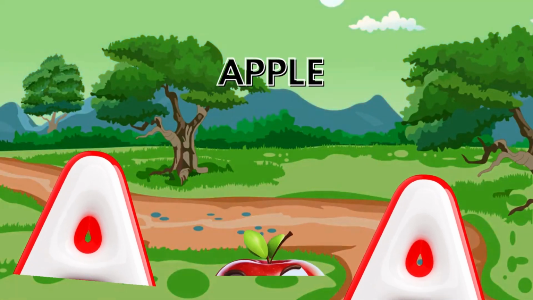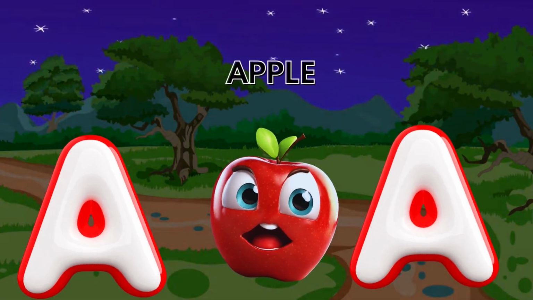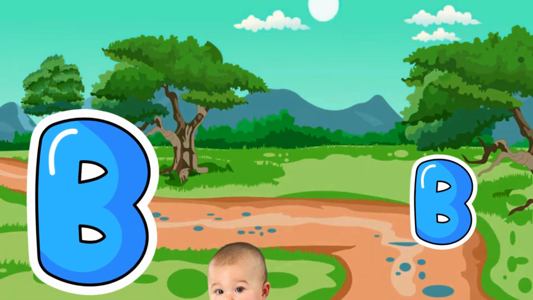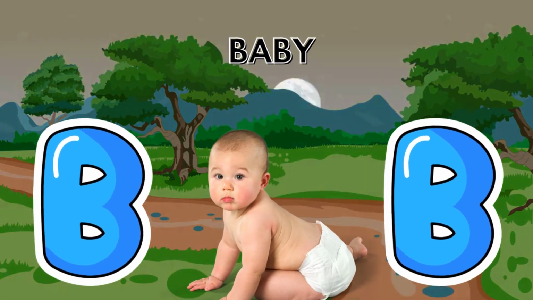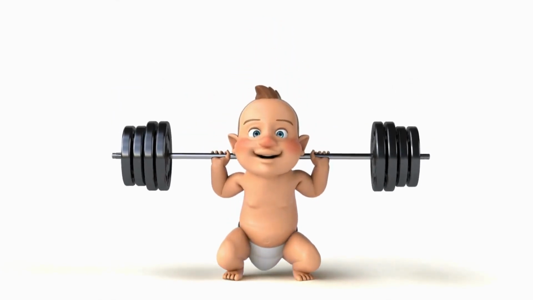A is for apple, A, A, apple. A is for apple. B is for baby, B, B, baby. B is for baby.